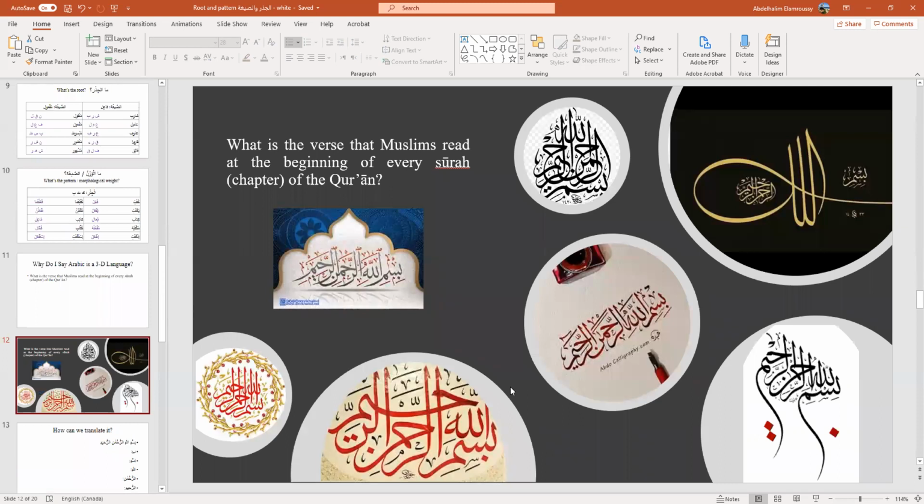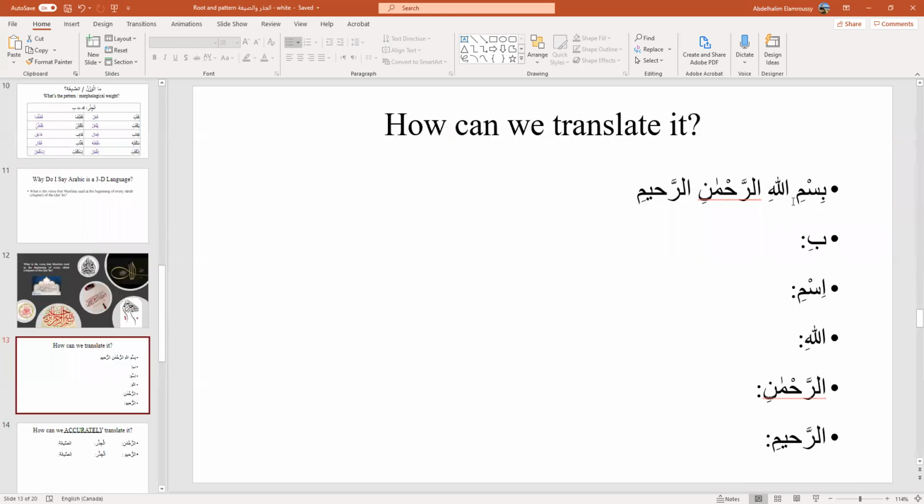It's Bismillahir Rahmanir Rahim, which is probably the one verse that you will find more calligraphy of than any other verse. So these are some of the ways you can write this verse in calligraphy. I'm a fan of calligraphy, by the way. So here it's Bismillahir Rahmanir Rahim. It consists of 4 words: Bism, and then Allah, and then Ar-Rahman, and then Ar-Rahim.